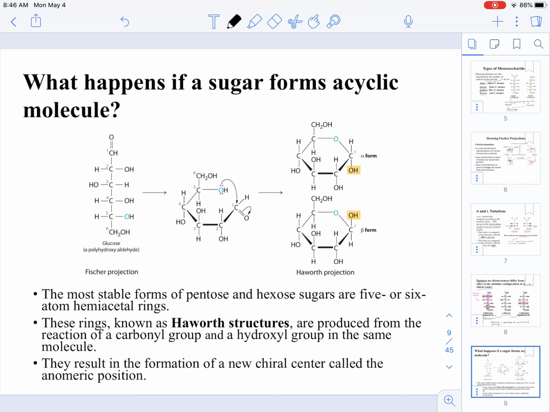One of the special properties of monosaccharides is that if they have an open form, meaning that they have a Fischer projection, remember that the first molecule that we have on the left is the Fischer projection.